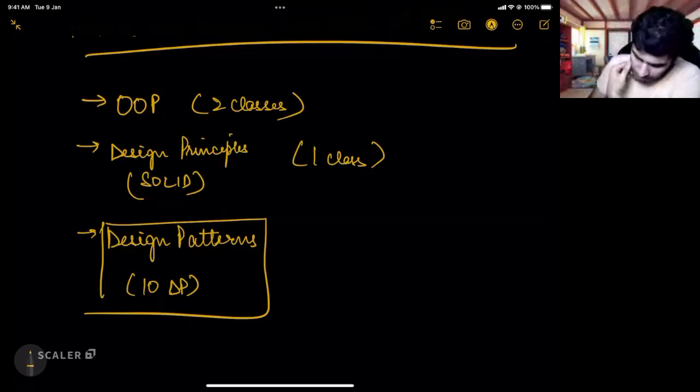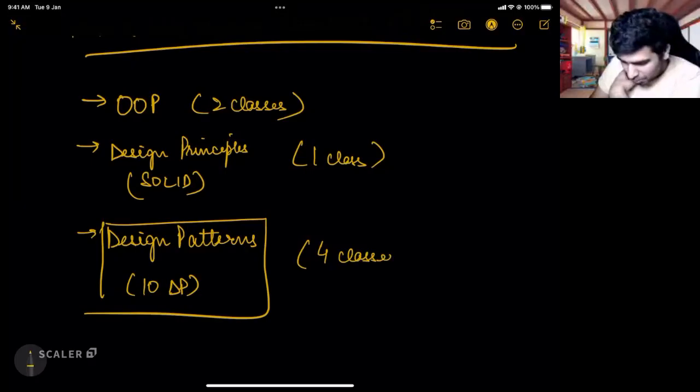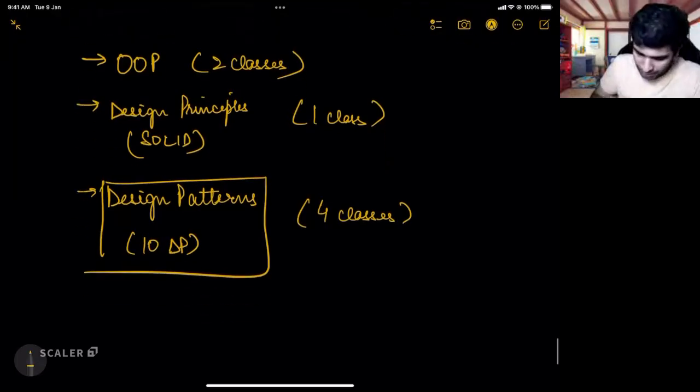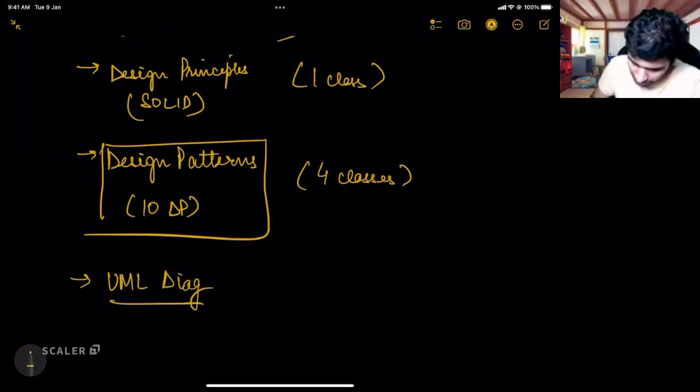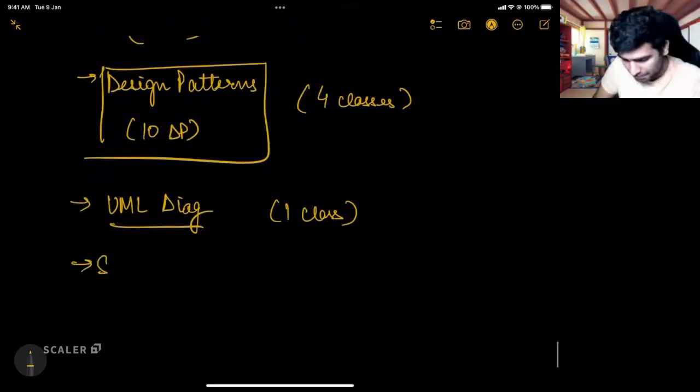For design patterns, we will be having 4 classes. Sometimes it might go up to 5. But I think 4 classes should be more than enough. After design patterns, we are going to learn about UML diagrams. Okay. UML diagrams, 1 class is more than enough. Then we will have schema design.